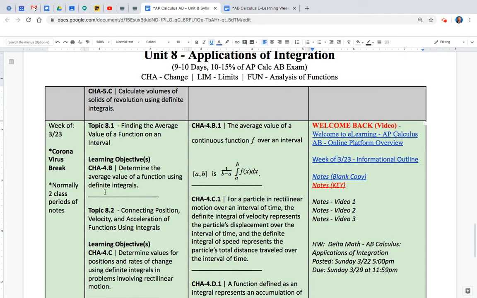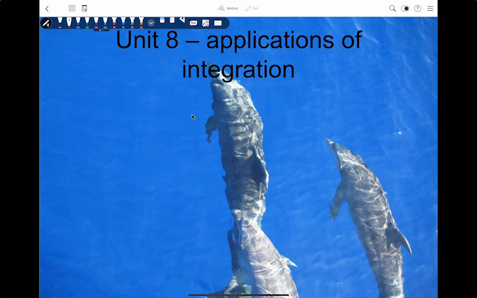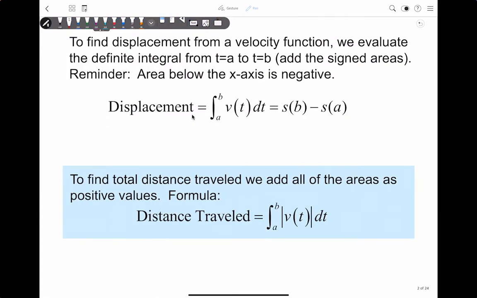It's kind of just all spiraled in and meshed in together, but they will cover those 3 topics for this week, okay? So let's go ahead and get started. Unit 8, Applications of Integration. All right, so we're going to review a couple of things that we've discussed in prior units, but at the same time extend further into deeper knowledge.